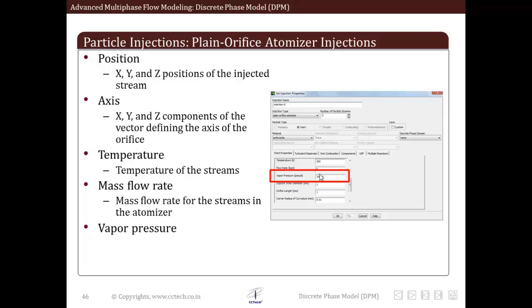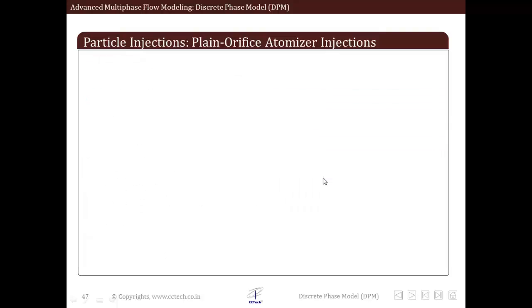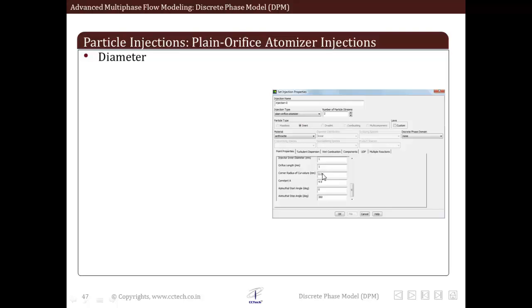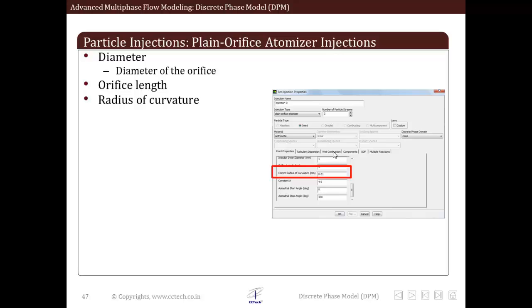Next is the vapor pressure, which is given in pascals. This is the vapor pressure governing the flow through the internal orifice. Next input is diameter, which is the diameter of the orifice, that is the injector inner diameter. Next input is orifice length. Then we also give the radius of curvature. This is the radius of curvature of the inlet corner.